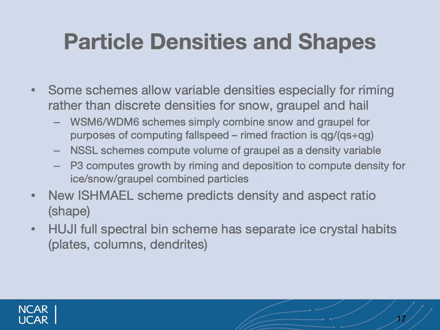The Ishmael scheme also predicts density, aspect ratio, and shape of particles. So that's even more sophisticated, by actually predicting the shapes of especially the ice crystals. And the spectral bin scheme has separate ice crystal habits for plates, columns, and dendrites. So it has separate particles for different ice crystal shapes.